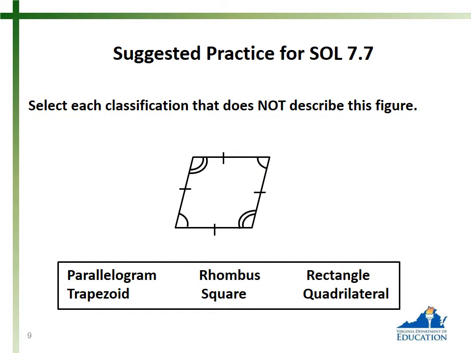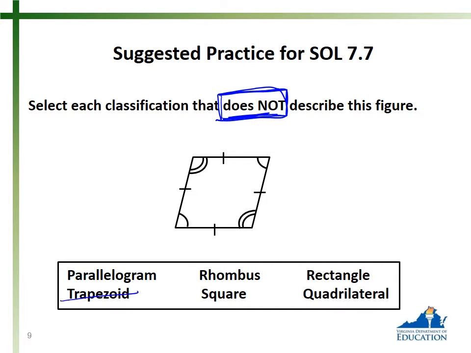So this question says, select each classification that does not describe this figure. And so here on this test, you need to read carefully each word. Take your time because you are here at this question alone. So take your time to really understand what it's saying. Select each classification that does not describe this figure. So we have parallelogram, trapezoid, rhombus, square, rectangle, and quadrilateral.